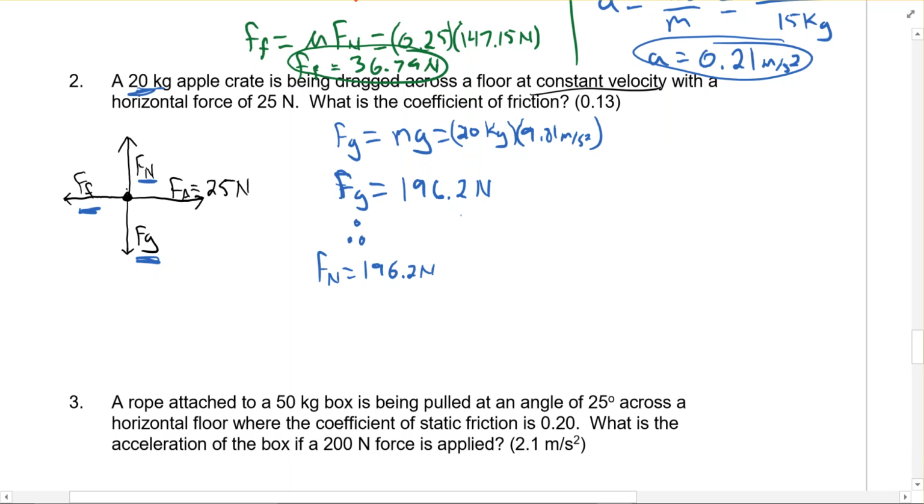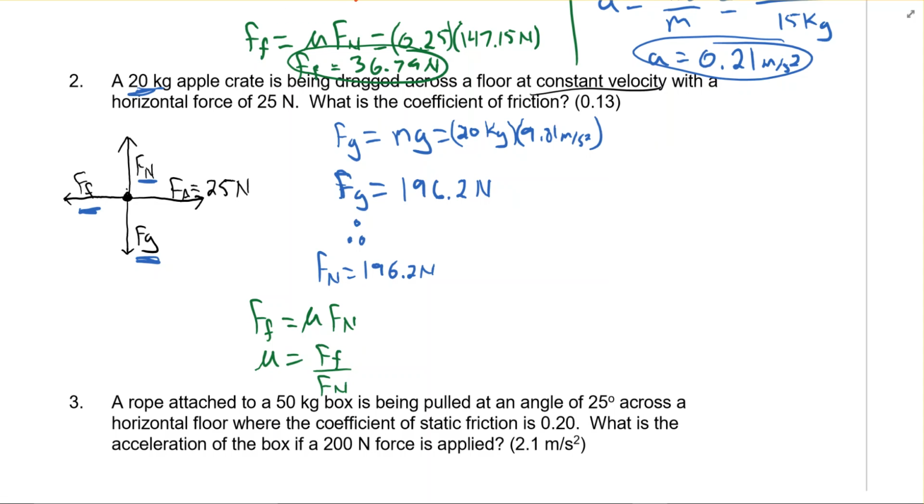And now part 2, our new formula here. Force of friction is equal to mu times Fn. So the force of friction is going to be equal to, now we need to rearrange this to say mu, or the coefficient of friction. I just don't like saying coefficient of friction all the time. Mu is equal to the force of friction over Fn.